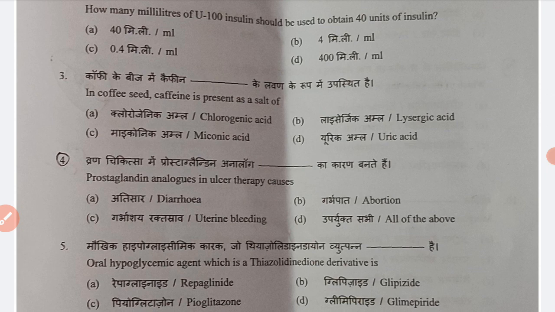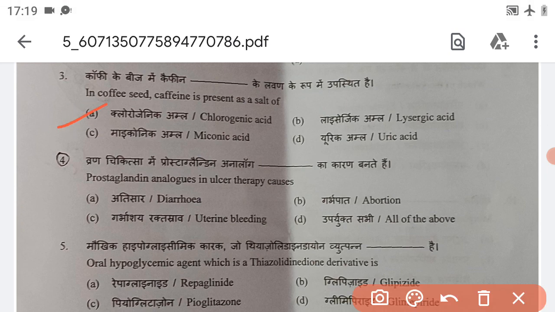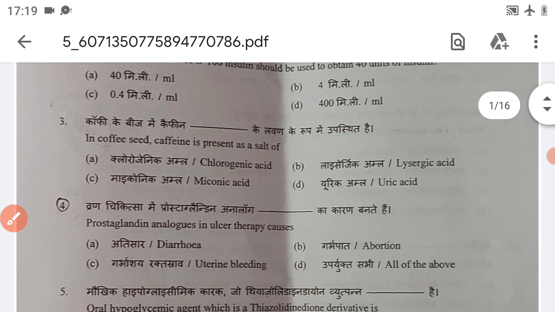Next, in coffee seed, caffeine is present as a salt of what? The right answer is chlorogenic acid. In coffee seed, caffeine is present as a salt of chlorogenic acid.